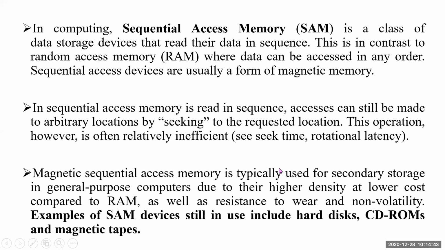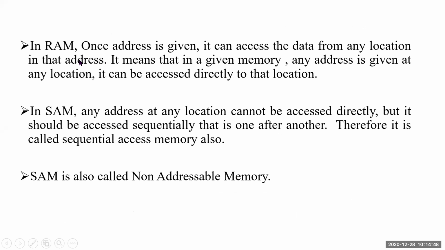So let us see now this particular operation of this serial access memory. In RAM, this is a normal working condition of how a RAM and a SAM will be working. In RAM, once an address is given, it can access the data from any location in that particular address. It means that in that given memory, any address at any location can be accessed directly. You can access any location's data in a particular address with respect to RAM.